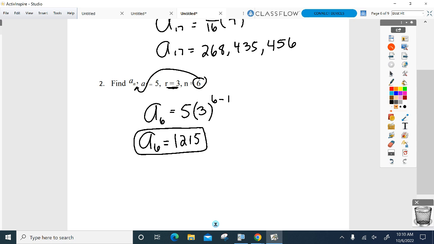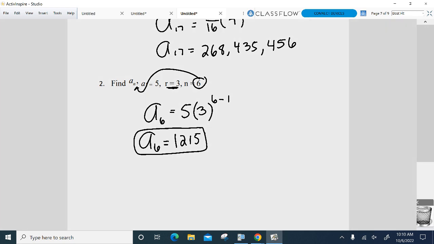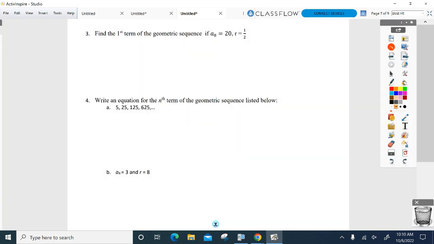Any questions, comments? All right, this was nice, right? That was fun. Just find any term. But now let's play around with this formula even more. Let's use this formula to find the first term. I know the 8th term is 20. R value is 1/2. Find the first term.